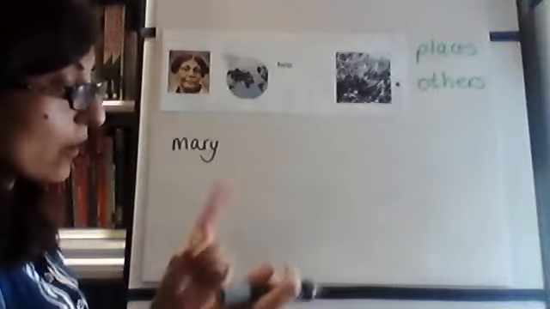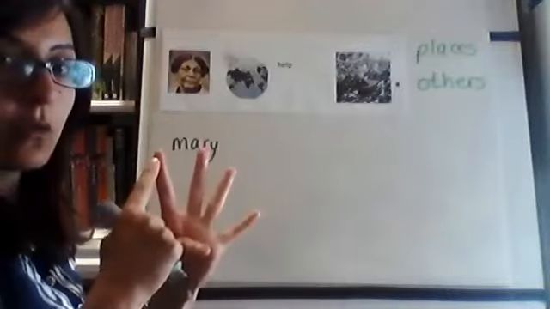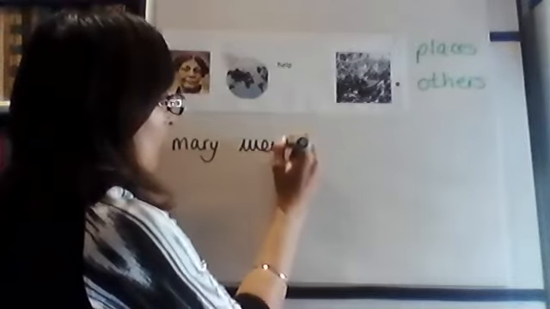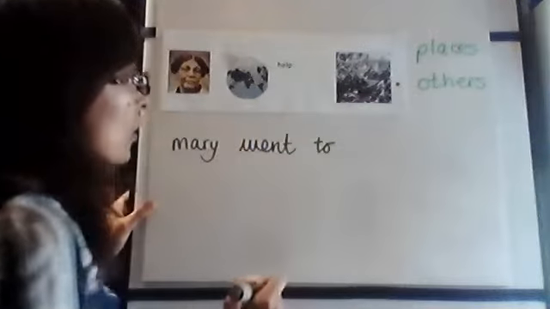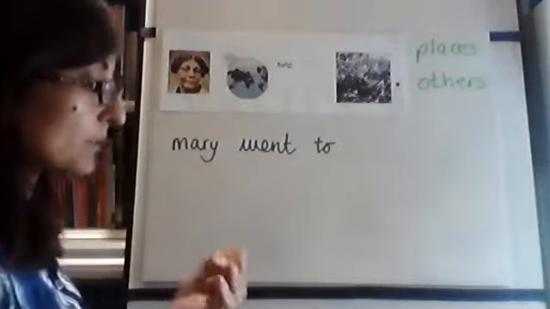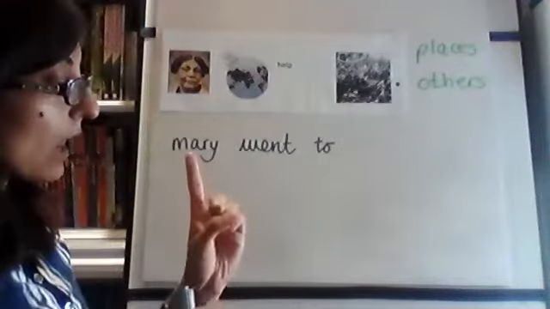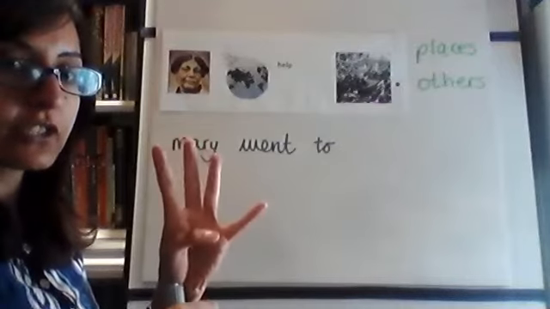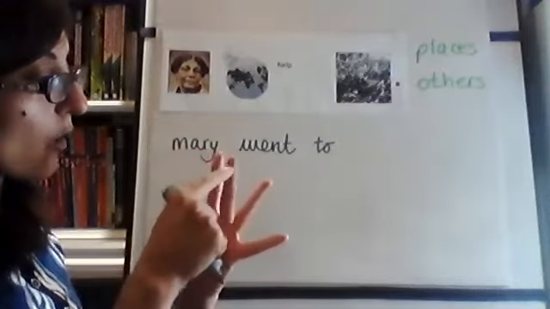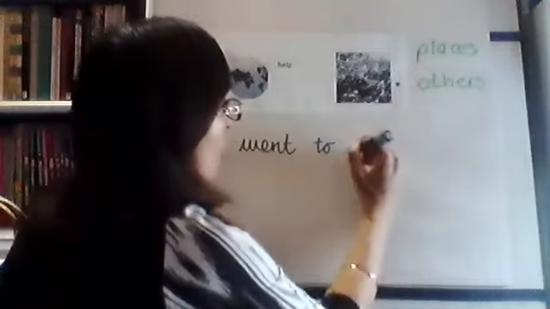Mary, you've written Mary quite a few times and you've had lots of practice doing that with the other story map. So, Mary went to lots of places. Right, Mary went. Mary went to lots of places. Lots. How do you spell lots? Let's use our red fingers. L-O-T-S. Lots.